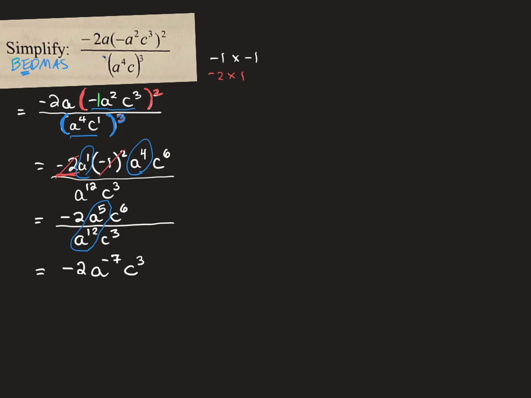Okay, now that's looking pretty good, but if the question wants you to write it without negative exponents, then we need to do something with that a to the negative 7. And if we kind of pretend this is all over top of 1, because anything can be written over top of 1, what we do is keep the negative 2, keep the c to the 3, because those don't have negative exponents, and then move that a to the 7 to the bottom, making that exponent positive now. And then that would be your final answer.